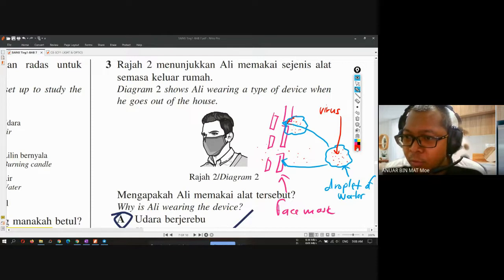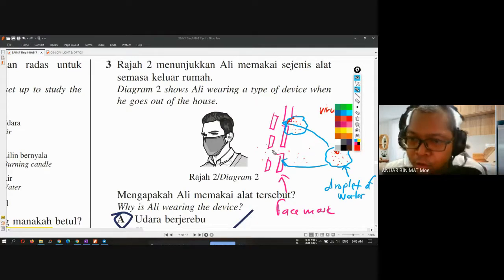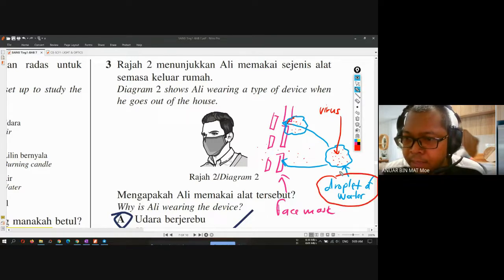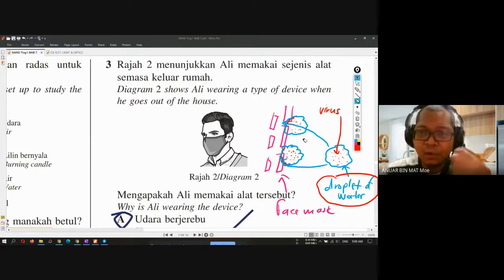But the virus itself is very small, it can go through, but this is unlikely to be the problem. Usually the virus is inside the droplet of water. That's why when you wear a face mask, the droplet of water will get stuck at the surface of the face mask, and the virus is inside the droplet. So the virus cannot enter, and we will be very safe. The effectiveness for us not to get the virus is high. Can you understand?